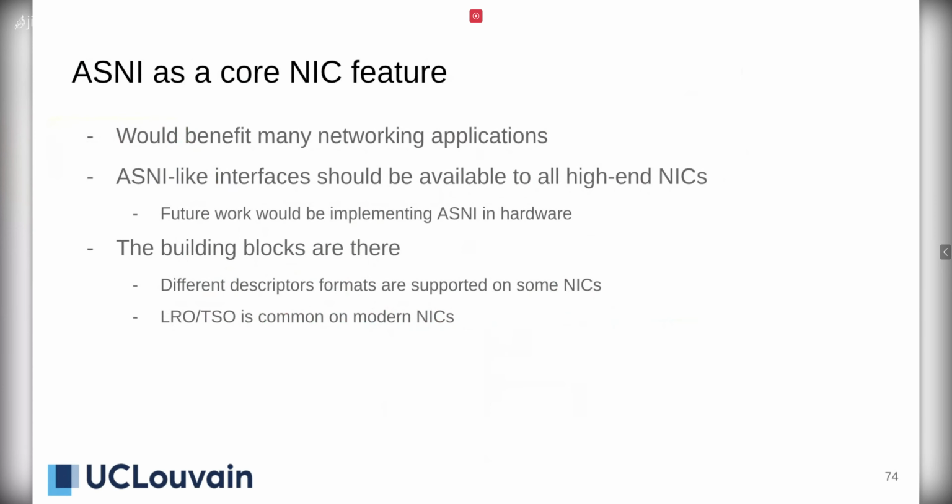We believe that it should benefit many networking applications. Here we mostly talk about just packet processing applications. But if you have end host applications, instead of receiving individual packets, receiving chunks of data all at once is much more efficient. So we believe that those kinds of interfaces will be available on all high-end NICs. And I think future interesting work would be to implement those kinds of interfaces in hardware, on ASIC or on FPGA. And we believe it is possible because the building blocks are mostly there.